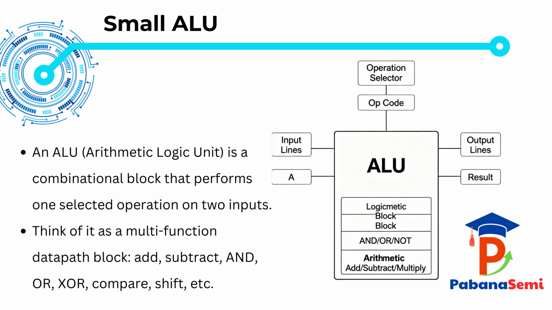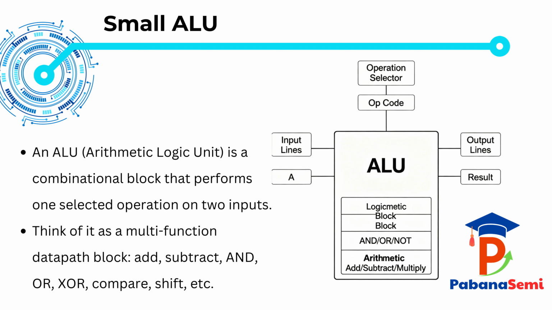Inside the ALU, there are typically two major sections. First is the logic block, which performs operations like AND, OR, NOT, XOR. Second is the arithmetic block, which handles functions like addition, subtraction, and, in some designs, even multiplication or increment. Once the operation is selected, the ALU processes the inputs and generates the result on the output lines.